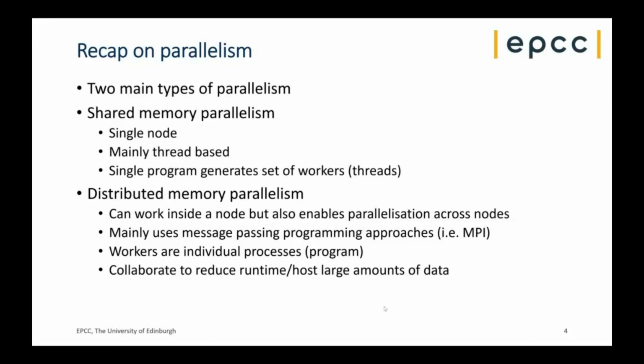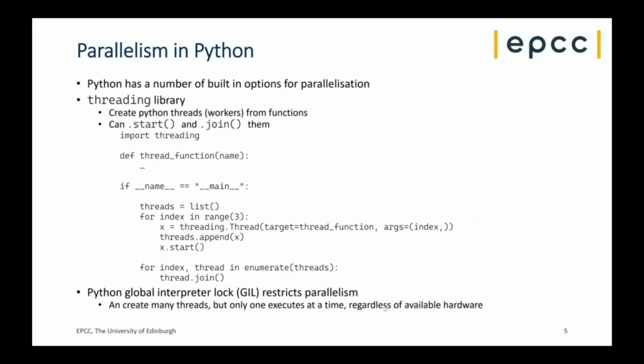The common programming approach or library for this is something called MPI, the message passing interface. And here, instead of running one worker, one process, and it generates lots of its own workers, we run many processes, many workers on each node, and they all communicate between each other.